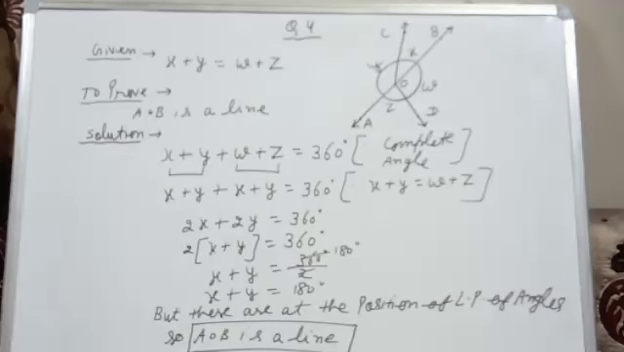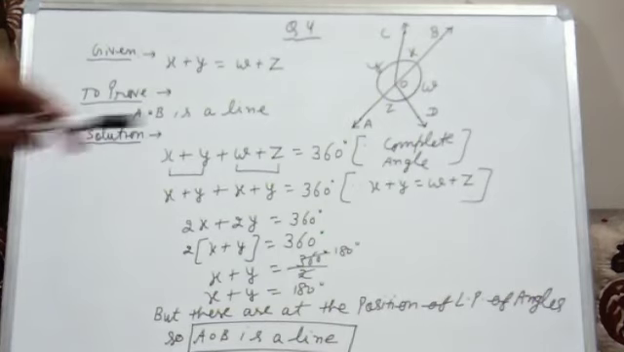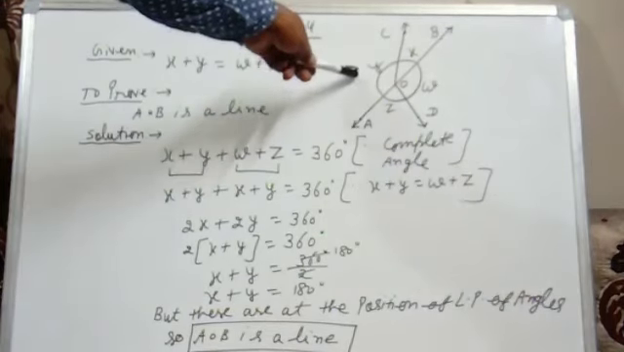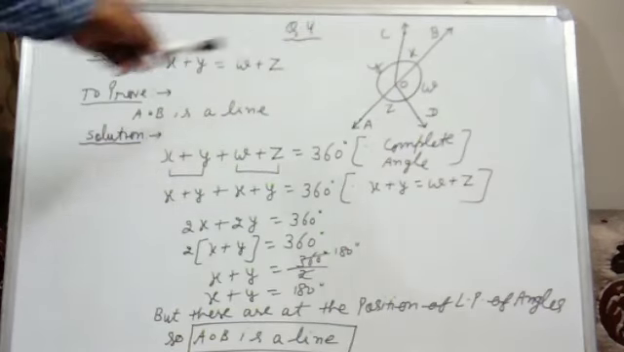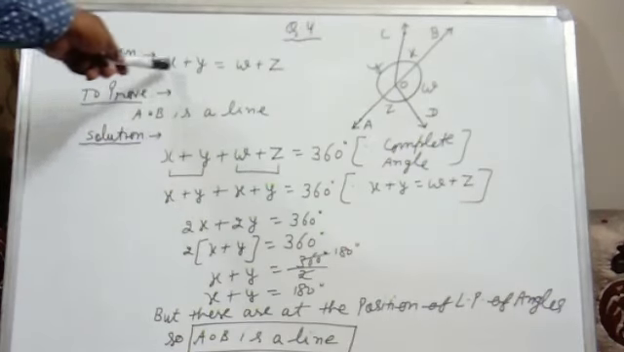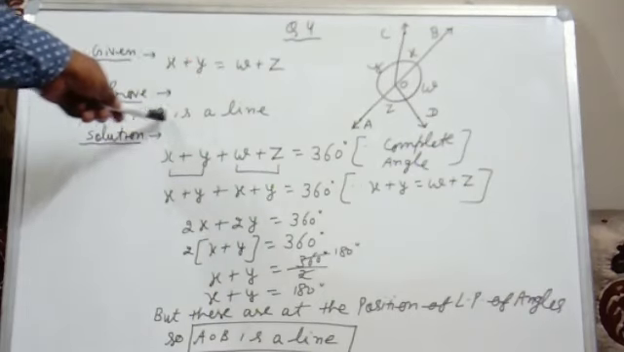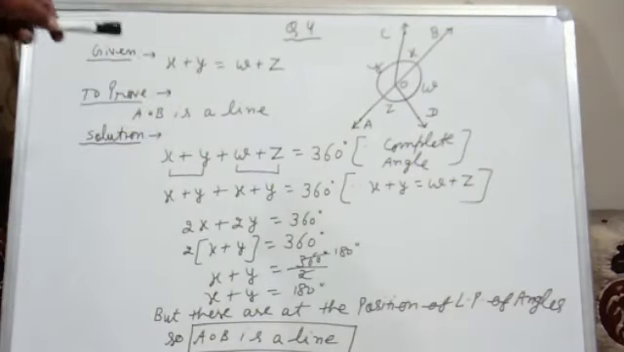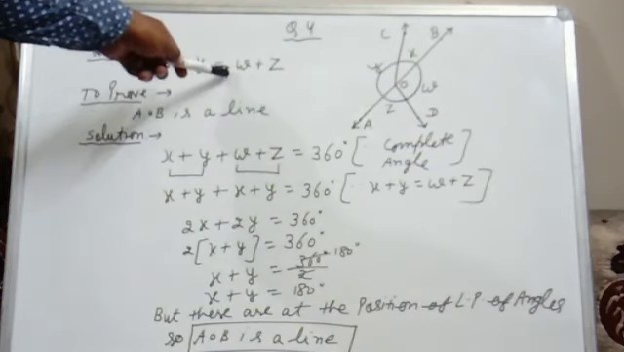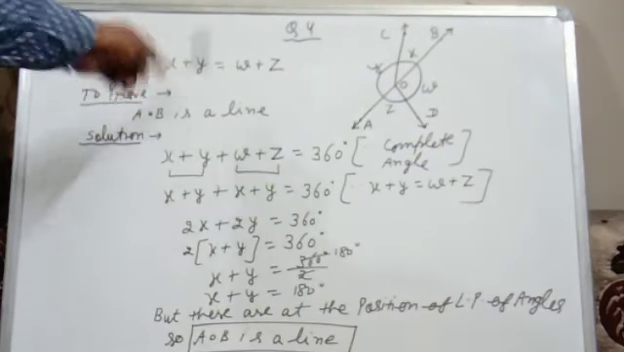Now this is question number fourth of exercise 6.1. This figure is given. When we study the question, we will find that given is x plus y equal to w plus z, and we want to prove that AOB is a line. So given x plus y equal to w plus z, we want to prove AOB is a line.